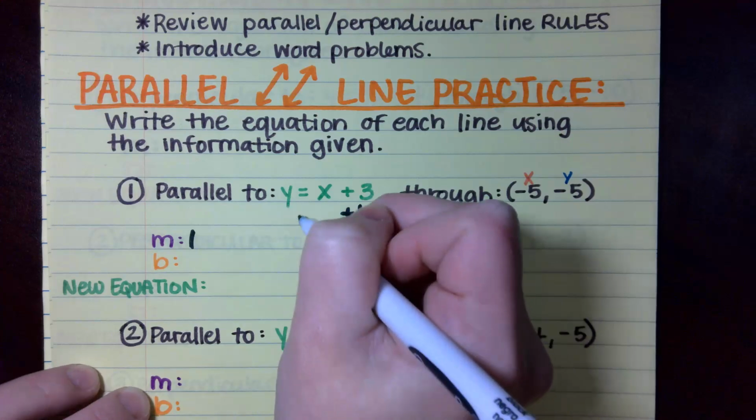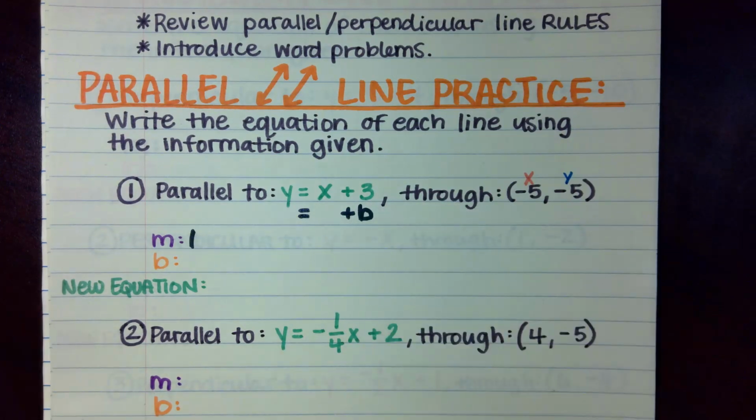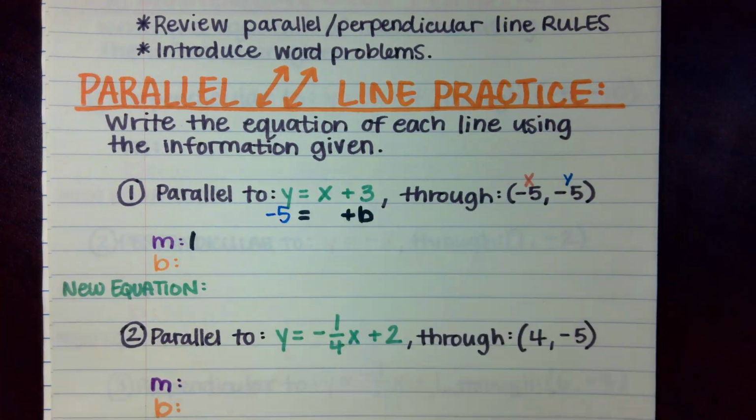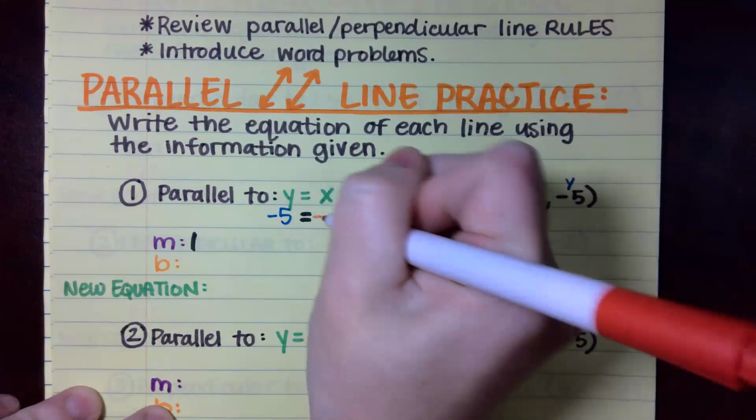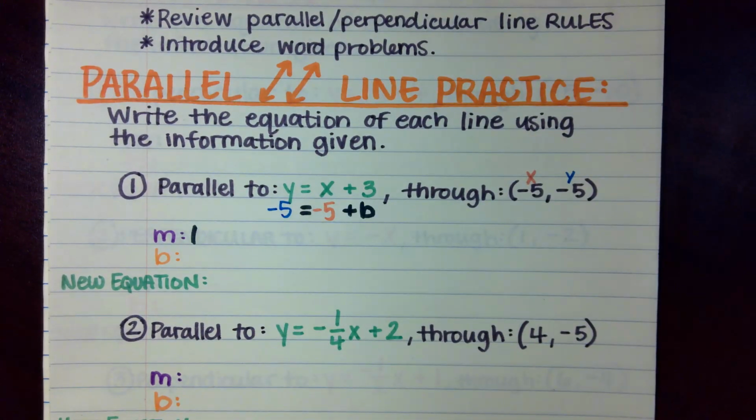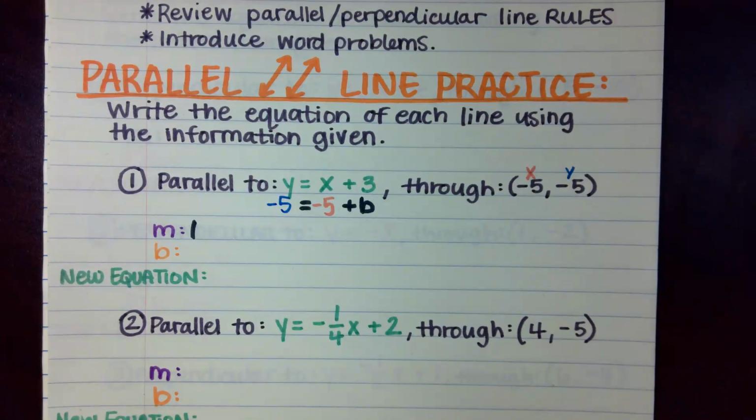So let's plug in our x and y values. So both of them are -5. -5 equals -5 plus b. And if the slope is 1, we know that -5 is going to stay the same. If our slope is 1, we don't have to write it.